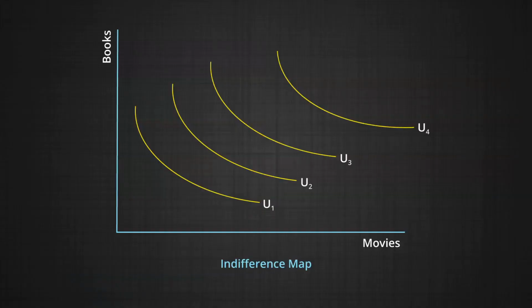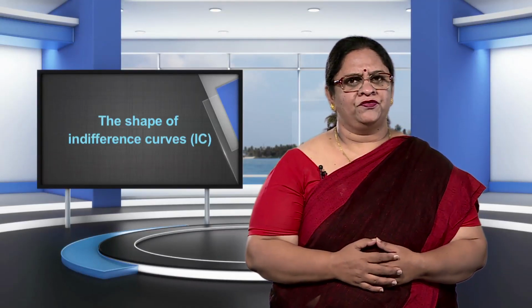The set of indifference curves representing a consumer's preferences is called an indifference map. The diagram on your virtual screen represents one such indifference map. What can we say about the shape of indifference curves?